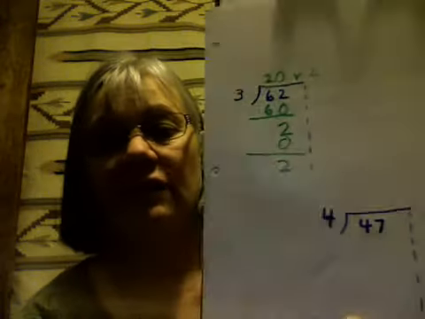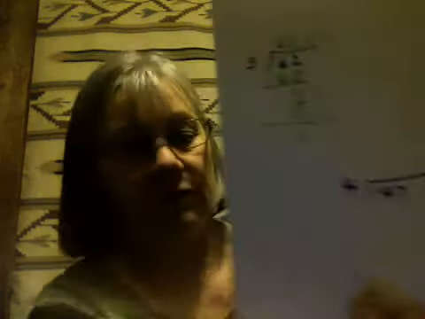Here comes the next one. Let's divide 47 by 4. How many 4s are there in 47? We say, first of all, we work with the tens. We'll go with how many 4s are in 40. We know that that's 10. And we have that there are 11 4s in 47 and 3 left over.